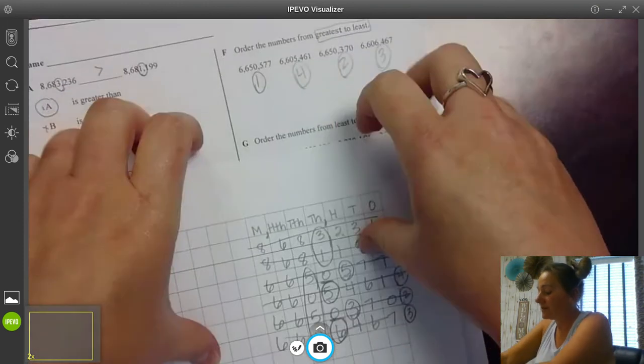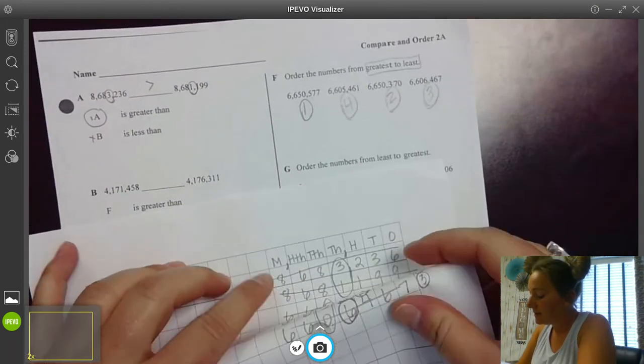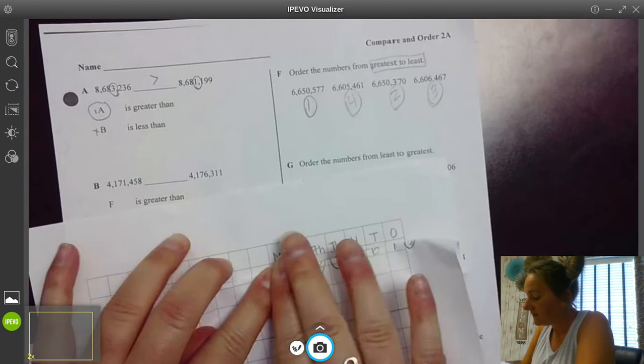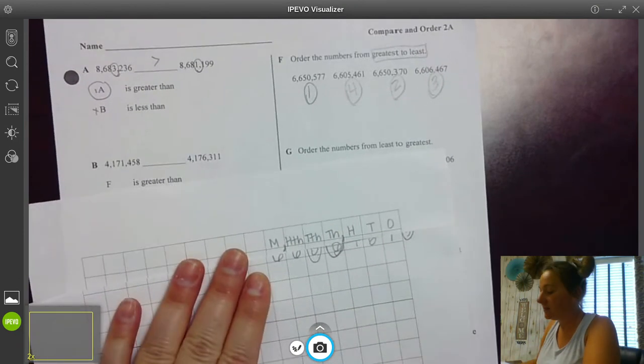And if you want, what's great about this is I can just fold it up, right? And it's right here by the place value chart.